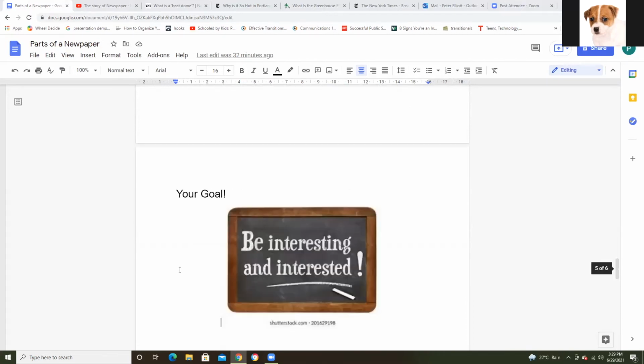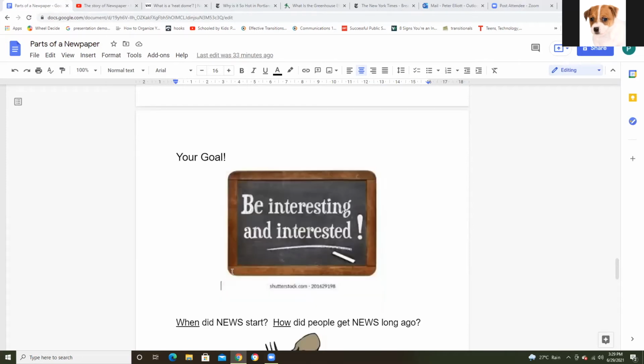Your goal for the next 5 sessions is to be interesting and to be interested. Whenever I meet a person who's bored, if someone says to me, I'm bored, I'm usually talking to someone who is boring. When I'm talking to somebody and I meet somebody who's interested in things, they're often a very interesting person. So our mantra is be interested and be interesting.